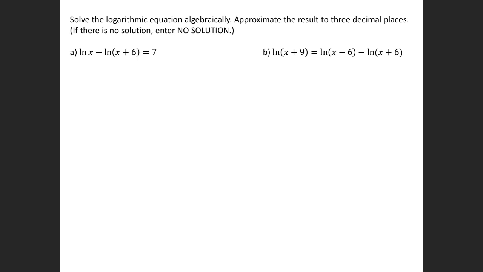Let's practice, practice, practice. All right, let's start with A. Here, we have the natural log of x minus the natural log of x plus 6 is equal to 7. What I can do is use my properties to condense this log. Since I have multiple logs on the left-hand side, let's condense it so we can use our other properties to isolate the x. Since these two logs are being subtracted, I can use my quotient property.